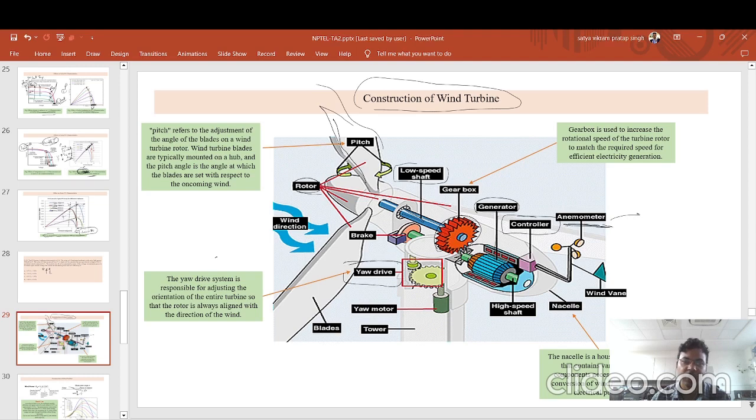The yaw drive is for adjusting the orientation of the entire turbine such that the rotor is always aligned with the direction of the wind. These are the basic points, and there is a nacelle also. The nacelle is the housing structure with the electrical power generation capability, from which power is then transferred to the utility grid. And this is the basic diagram.